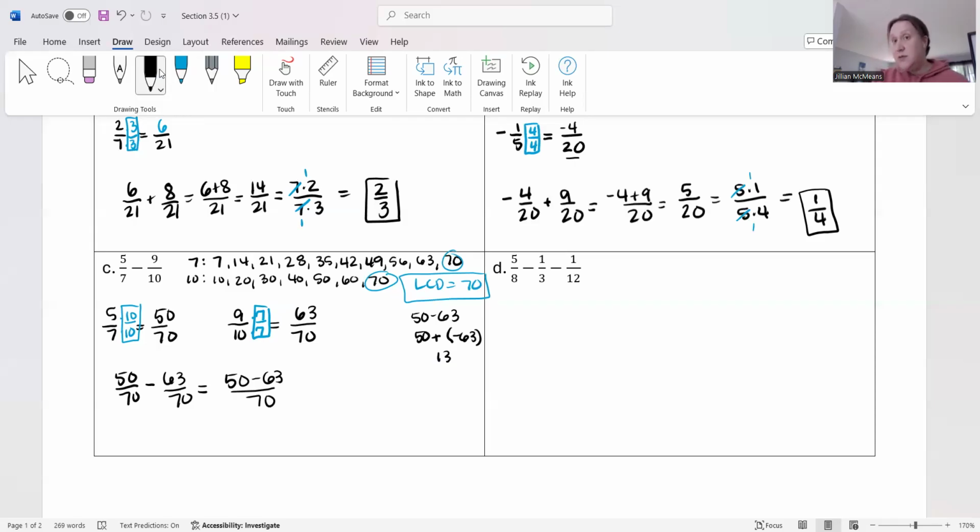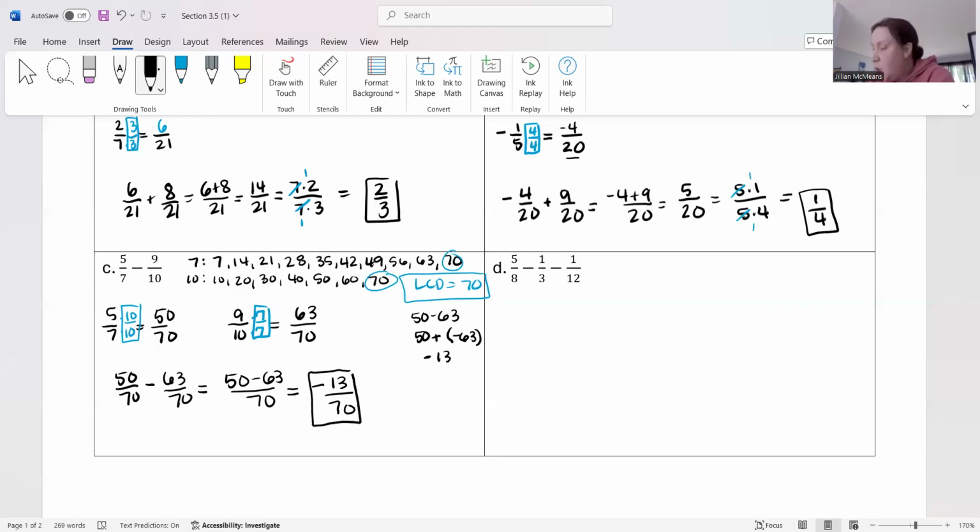Did I have more positive or did I have more negative? Well, I only have 50 positives, but I have 63 negatives. So those leftover negatives stay in this final answer. Okay? So I'm going to come back down here and I get -13 over 70. And we would want to see if 13 and 70 have any common factors. So 13 is prime, and 13 is not a factor of 70. So we can say that this is our final answer.